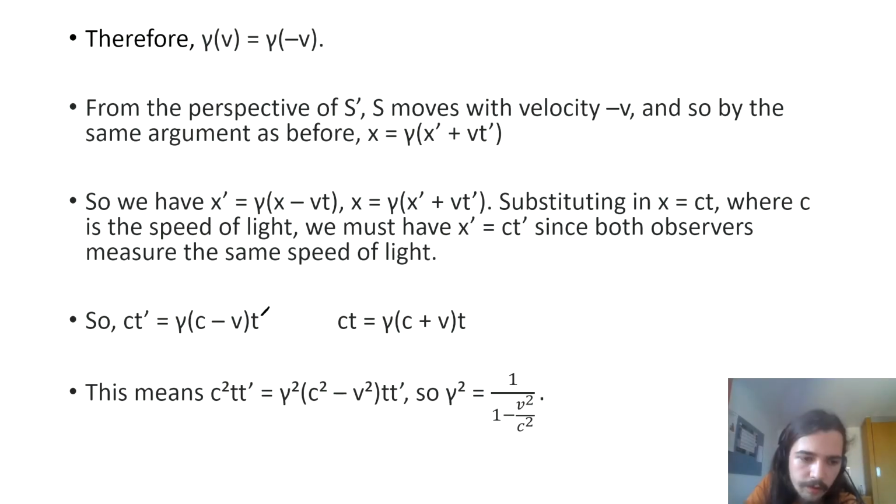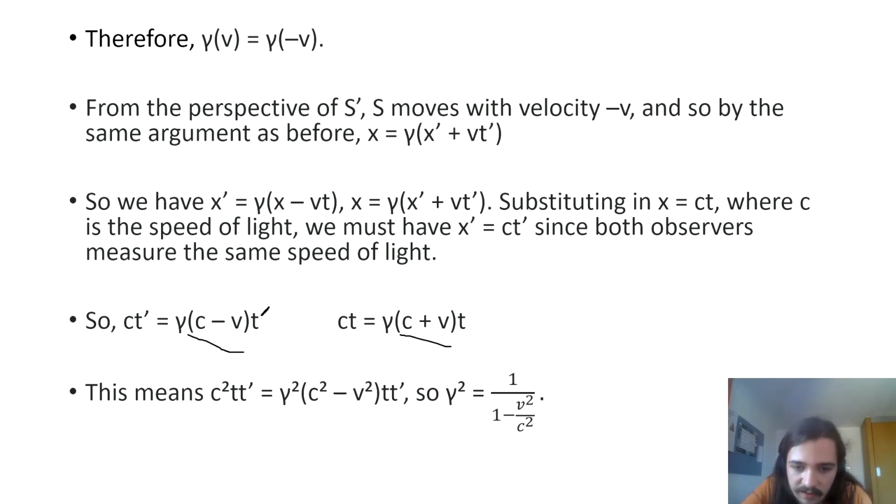Yeah, that would make sense. And so this means that if we multiply these two equations together, we get that ct prime is equal to gamma squared (c squared minus v squared) t prime. So that's from multiplying this and this together. We get c squared minus v squared t prime.